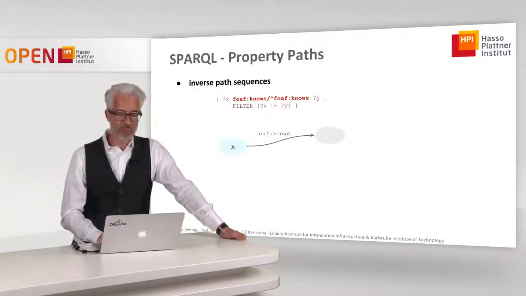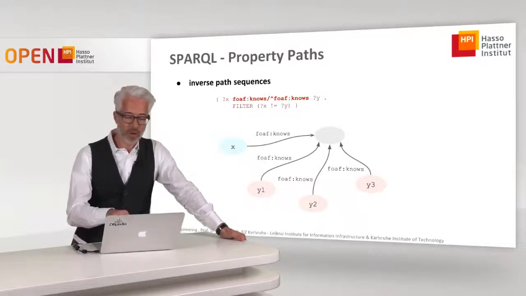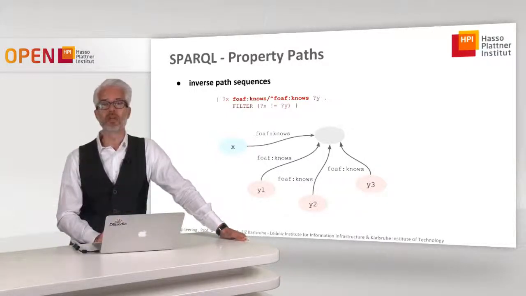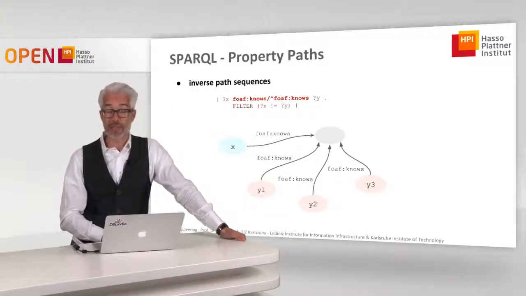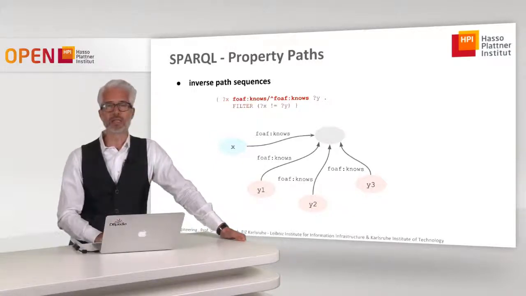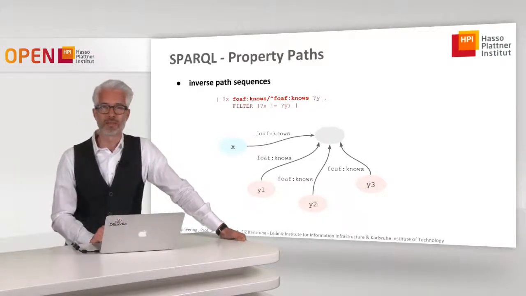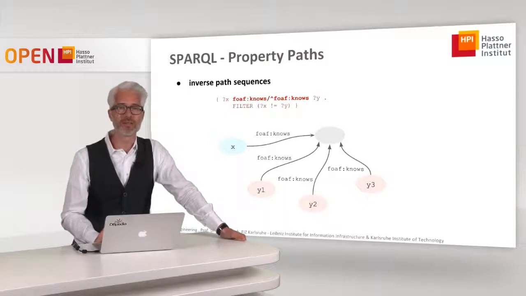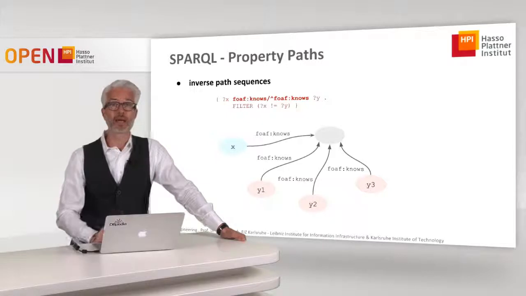So these are the people who are known by X. So this would be that node. And now all the Ys that will be returned in there are the Ys who also know the same people who are known by X. And of course then, to exclude X from the result list, we should specify a filter condition which says X should be not equal to Y, which will be the result that is returned then in the end. So this is an example for an inverse path sequence. And we are looking here for people who know the same people like X knows.